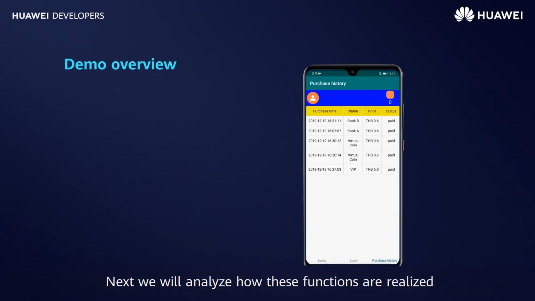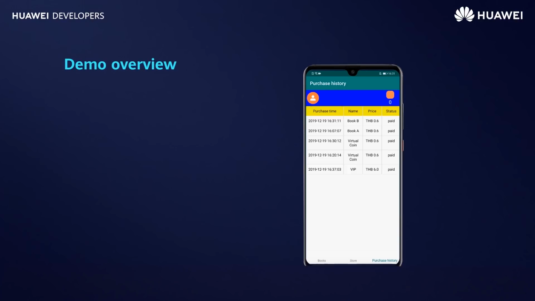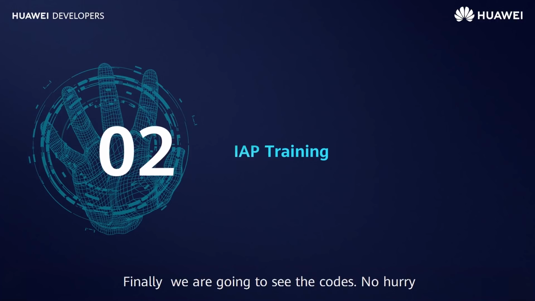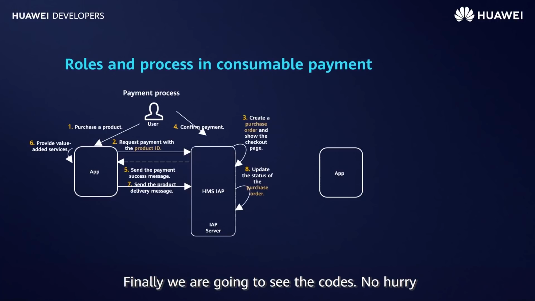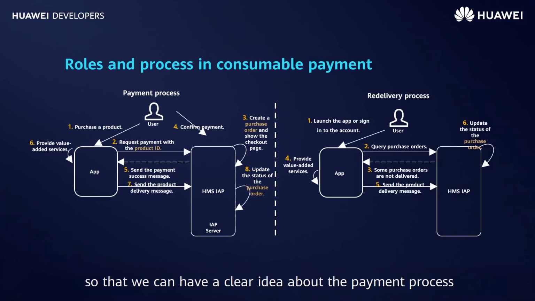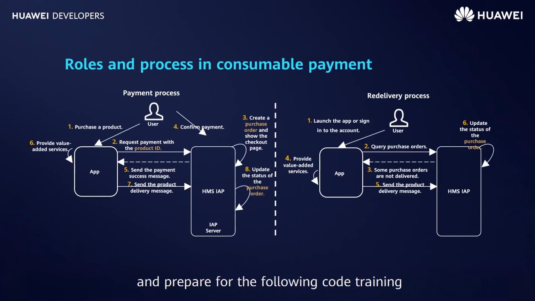Next, we will analyze how these functions are realized. Moving on, we're going to talk about Section 2, Code Training. Finally, we're going to see the code. No hurry. Let's take a look at the payment business process first, so that we can have a clear idea about the payment process and prepare for the following code training.